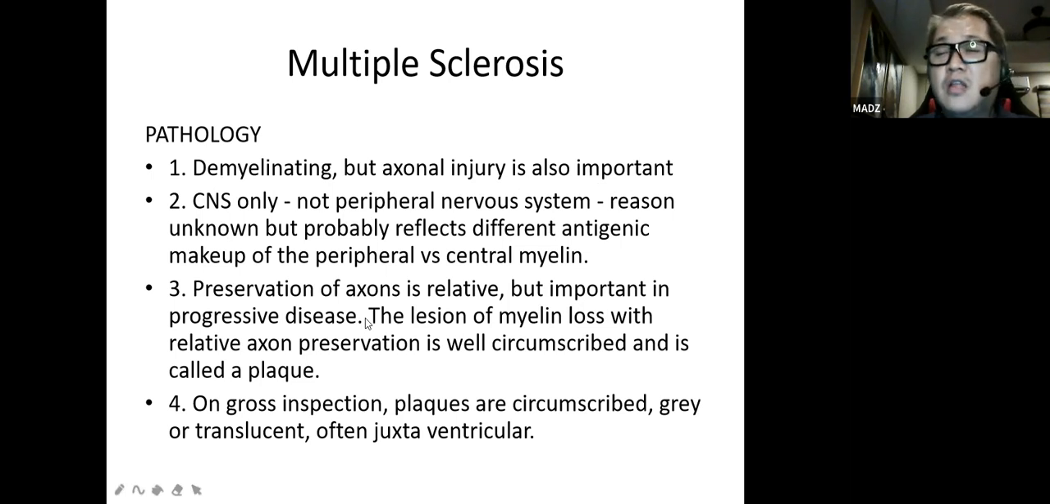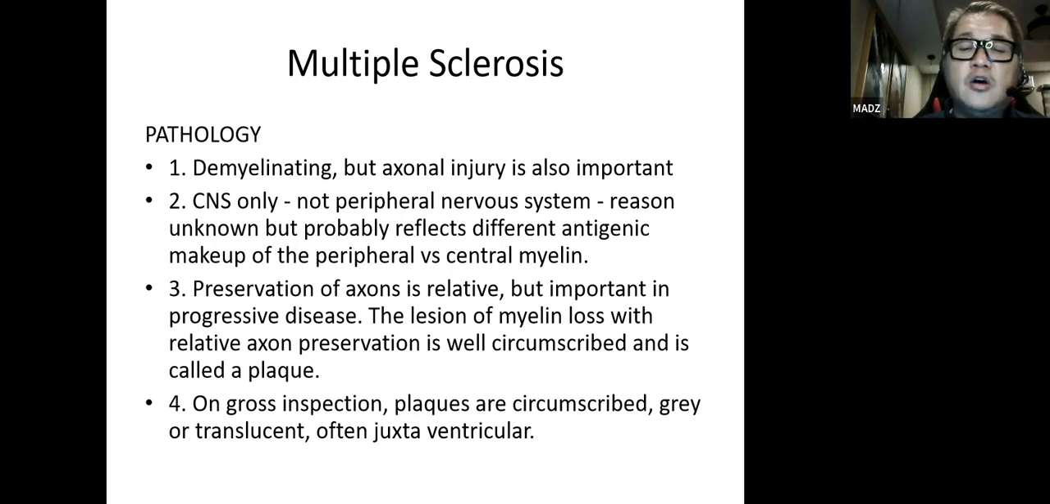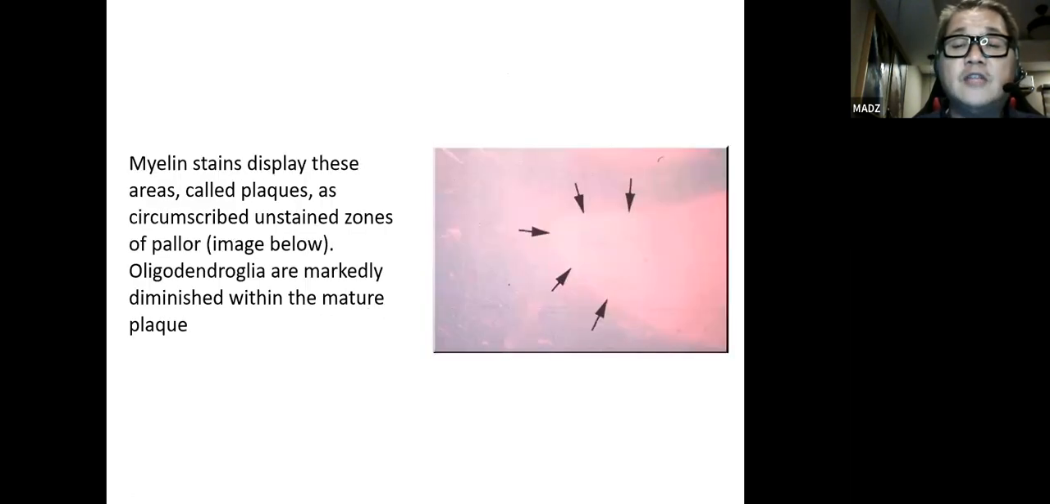They have found out that in the progressive type of MS, or multiple sclerosis, there is usually already involvement of the axon. And the lesion of myelin loss with the relative axon preservation is well circumscribed and is called a plaque. So on gross inspection, the plaques are circumscribed, gray or translucent, and they're often juxtaventricular, near the ventricles.